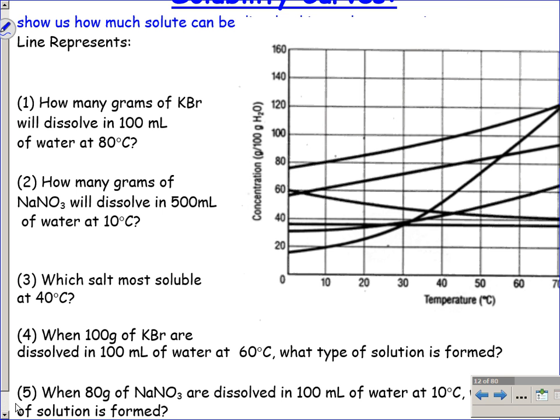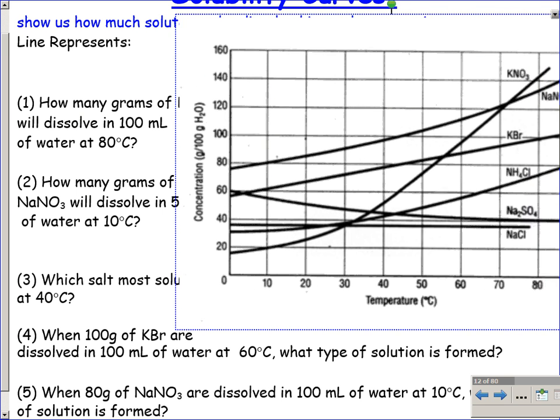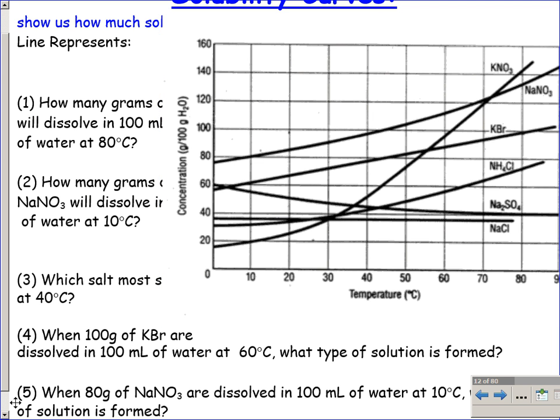According to this graph here, do you guys see KBr? It's the one that starts at 60 and goes pretty straight. Potassium bromide, do you see it? Right here. How many grams of potassium bromide, or bromide, I think I said bromate, sorry, will dissolve in 100 milliliters of water at 80 degrees Celsius? What do you do? Go to the 80 and then do what? Trace it up until you see potassium bromide, and then you go over and how much would dissolve? 100 grams in 100 milliliters. It's a nice ratio. It's a 1-to-1 ratio.